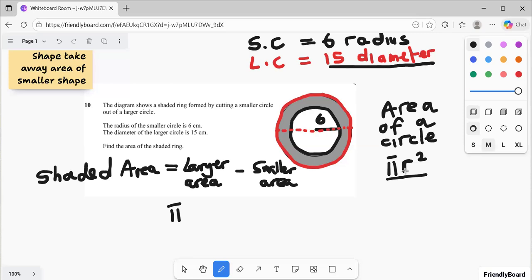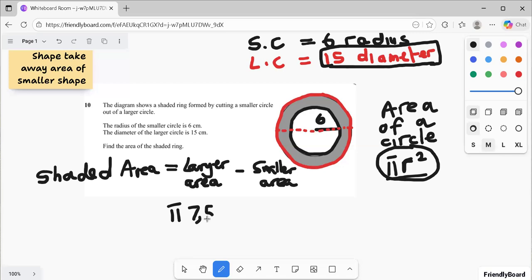But in this case, the formula for the area of a circle that I'm going to apply is pi r squared, and it has got radius here. There's no diameter. So what I need to do is find the radius, because I know that radius is half of the diameter. So if the diameter is 15, that means the radius is half of 15, which is 7.5 squared.